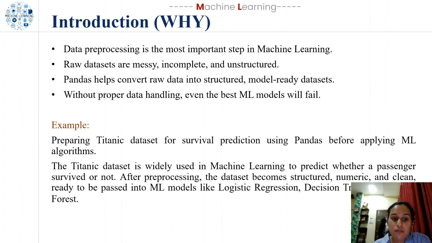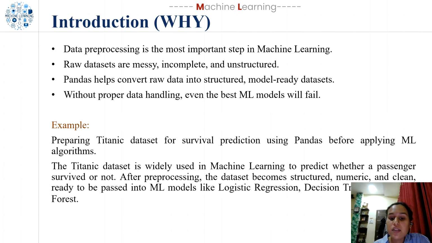So let us see a short example of pandas. Preparing a Titanic dataset for survival prediction using pandas before applying machine learning algorithms. The Titanic dataset is widely used in machine learning to predict whether a passenger will survive or not. The Titanic dataset has some features like passengers' age and gender, and based on that, we have to predict whether the passenger will survive or not. And this is the Titanic dataset basically.